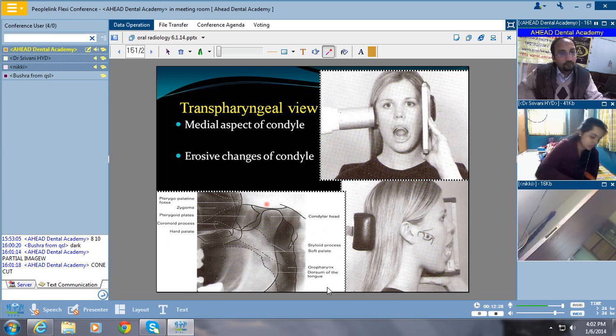For your help, I have even put up this slide in which the diagram of condyle and coronoid has been drawn on the patient. Can you see this? And the X-ray machine is placed over here, and we are able to visualize like this. So the medial pole of the condyle is very clearly visualized in patients with transpharyngeal view. Okay, is it clear?